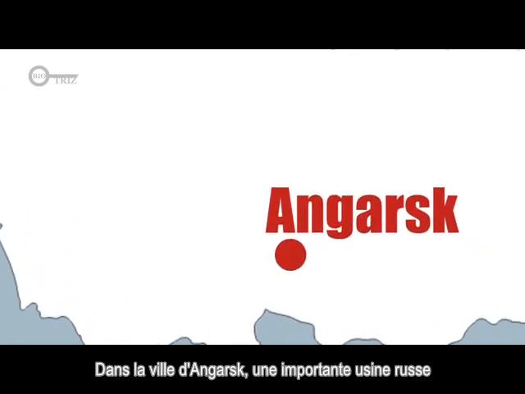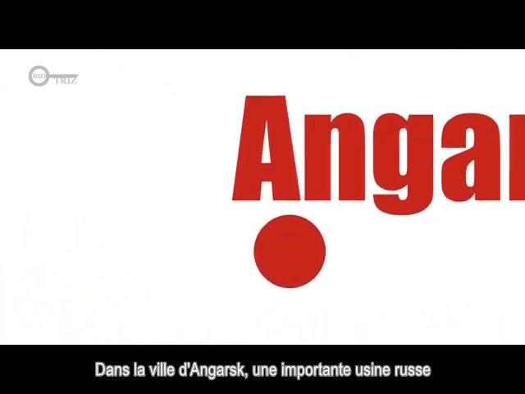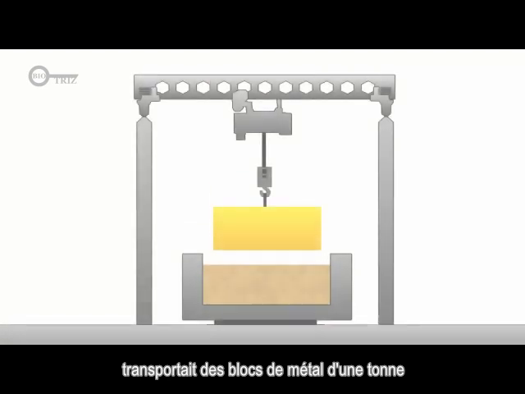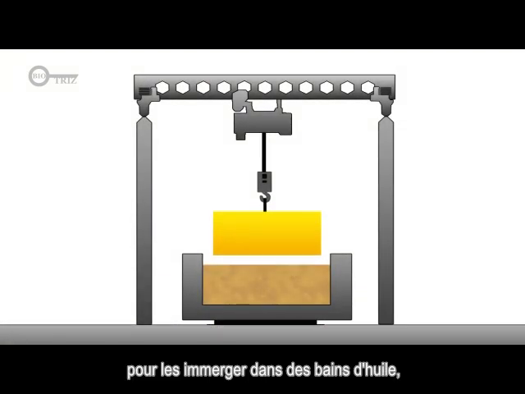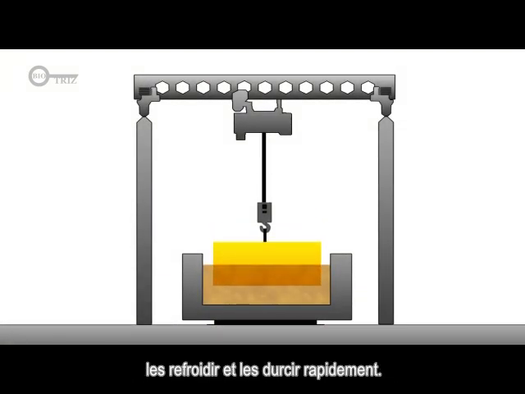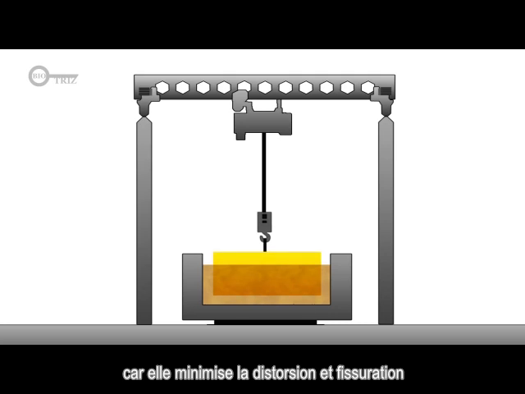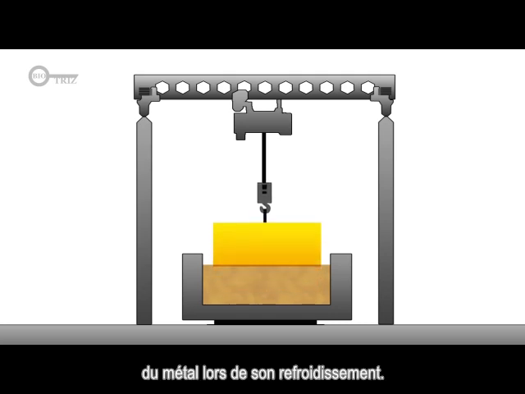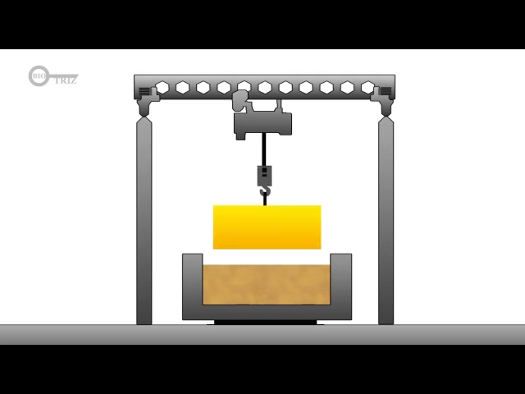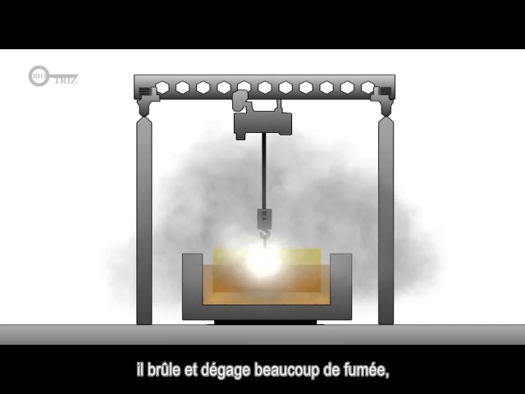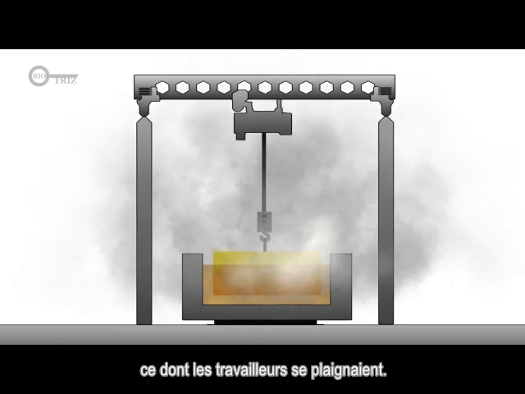In the city of Angarsk, one of Russia's largest engineering plants provided steel processing. A crane controlled by workers took hot 1-ton blocks of metal from the furnaces, then submerged these in baths of oil to rapidly cool and harden them. Oil is the preferred medium for rapid heat transfer, as it minimizes distortion and cracking in the cooling metal. This process is called quenching. When hot steel touches oil, it burns and makes a lot of smoke, which the workers were complaining about.